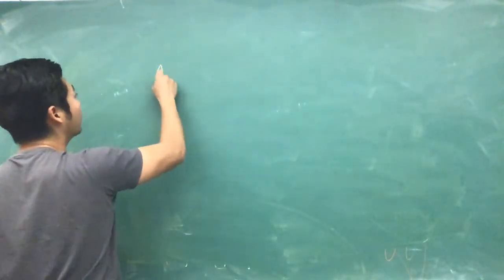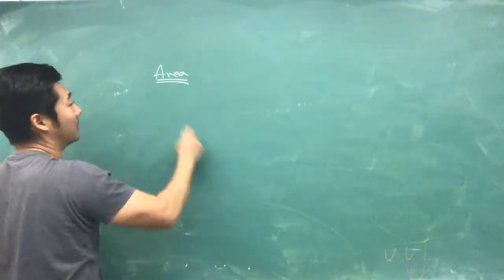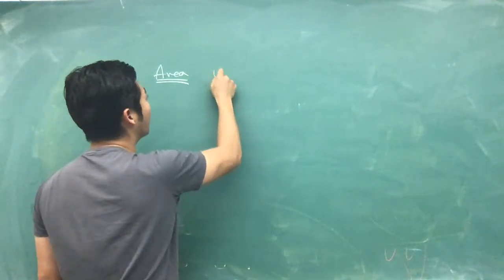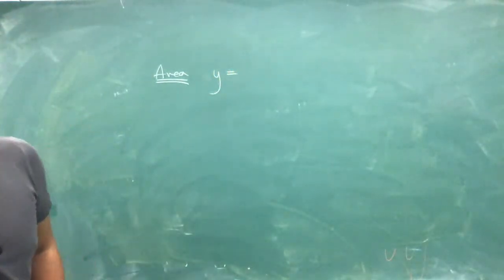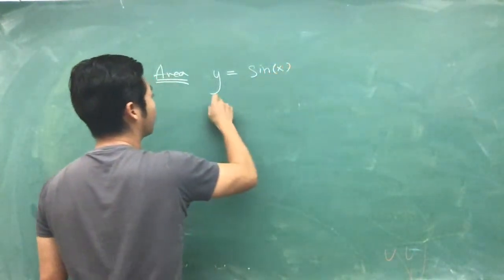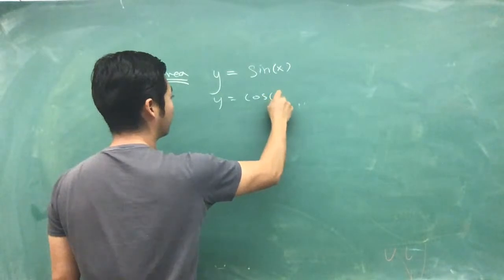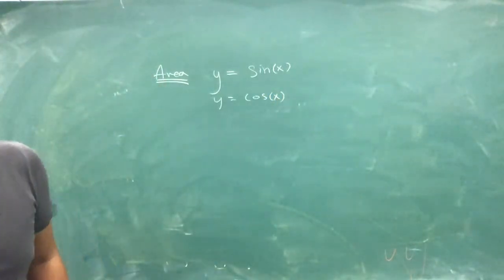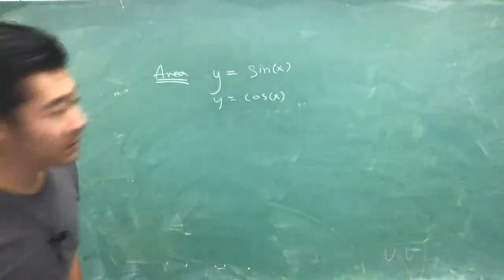But okay, how about an example where the top and bottom functions switch? So yeah, this one. The area, this area now, of y equals sine of x, y equals cosine of x, and x equals 0 and x equals pi over 2.